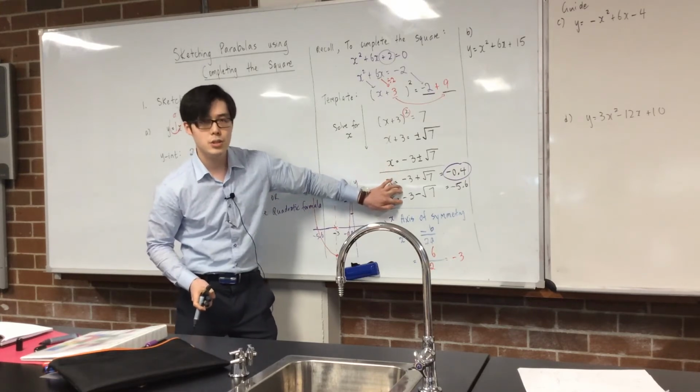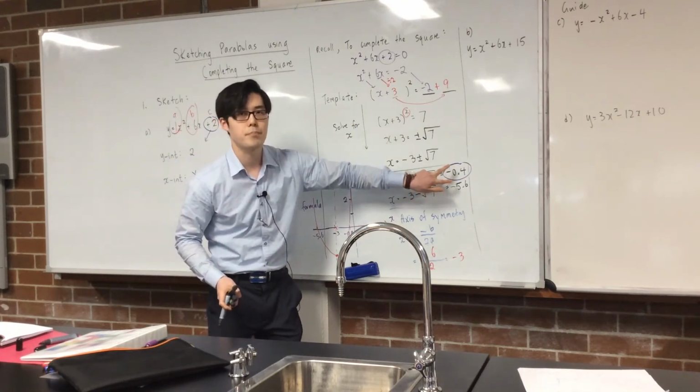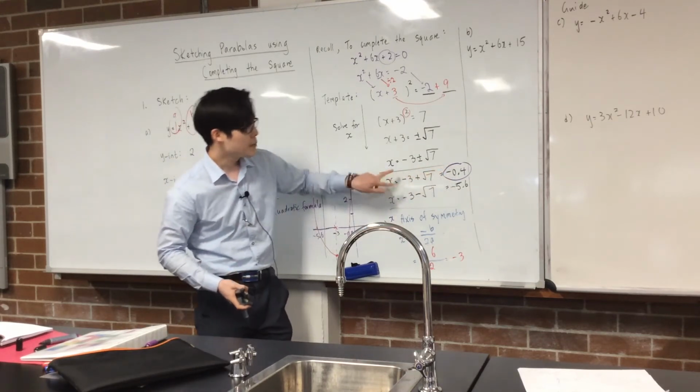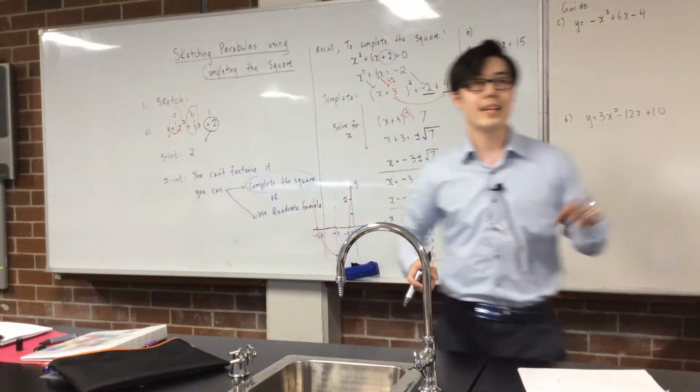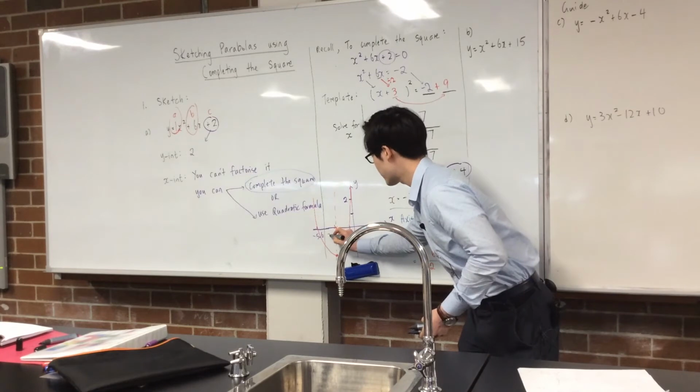divided by 2, you'll get minus 3. You obviously don't want to test it using these values because this is an approximated decimal. But if you put those exact values and divide by 2, you will get minus 3. Okay? So x is equal to minus 3.